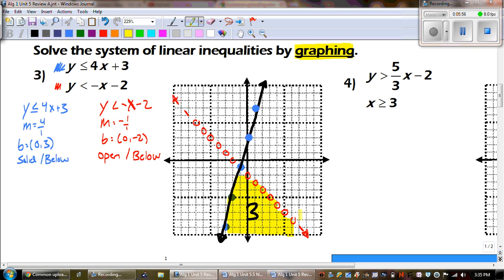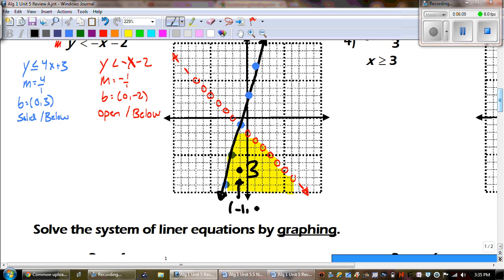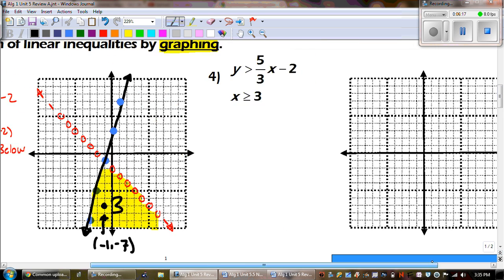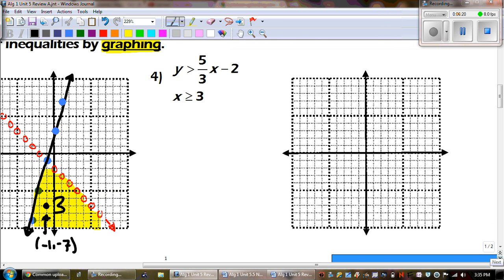Cool. Now sometimes it asks to give a sample solution. And remember, that just means going through and picking a point inside of there. Okay, and that point would be -1, -7. You didn't have to do that, but just in case it asks you for it. All right, number 4. You want to try to graph number 4 all on your own? Why don't you try? Go ahead and pause the video, and good luck.